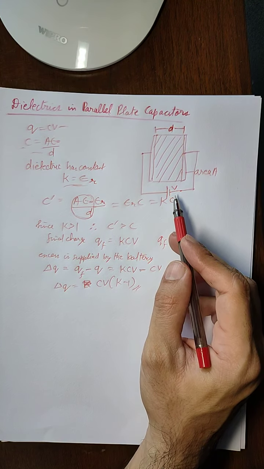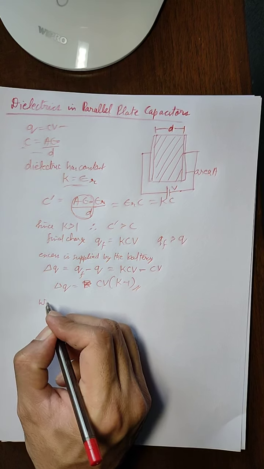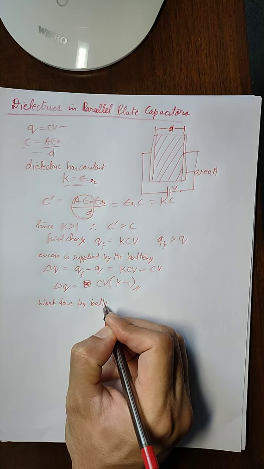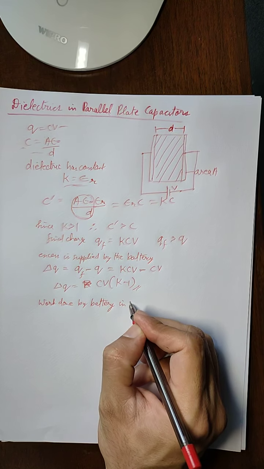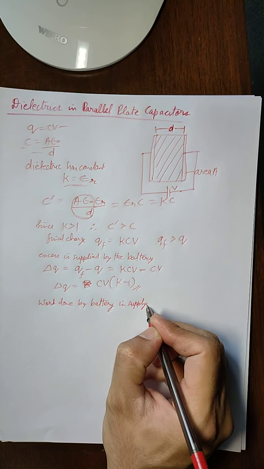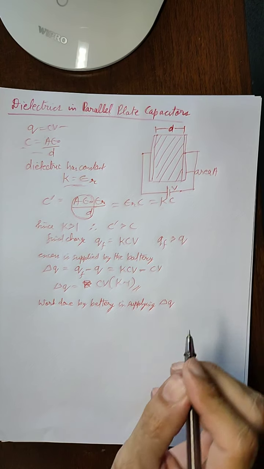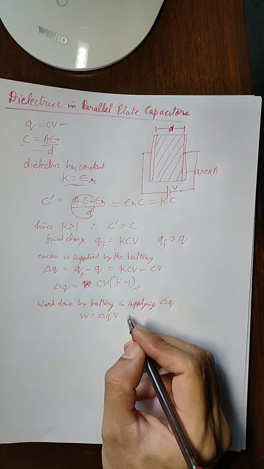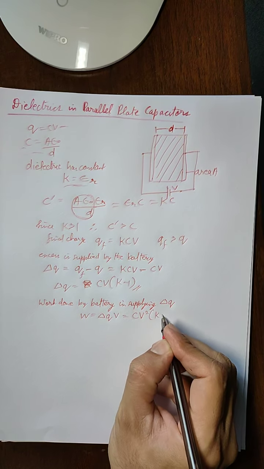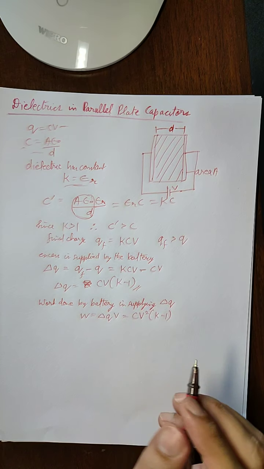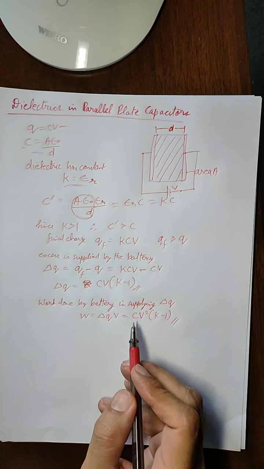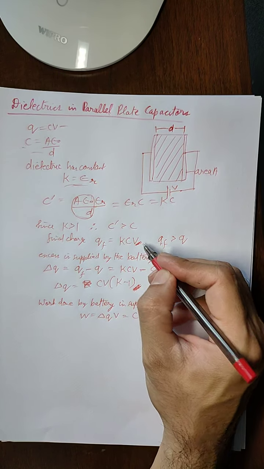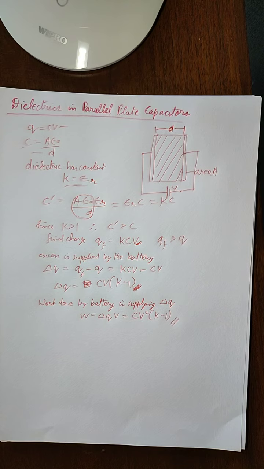Now if the battery has to supply some excess charge, then it has to do some work. The work done by the battery in supplying the excess charge delta Q is given by delta Q into V, so it will be equal to CV square into K minus 1. So these are the important formulas: the work done by the battery, the excess charge supplied by the battery, and the final charge on the plates after the dielectric is inserted.